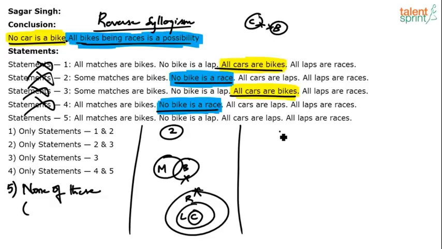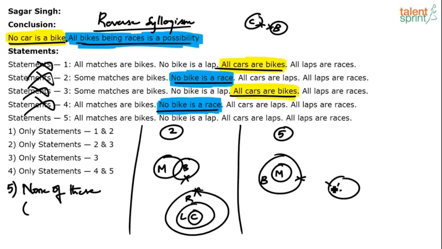Let me check if statement 5 gives you the answer. All matches are bikes. No bike is a lap. All cars are laps. All laps are races. Yeah, that's the diagram for statements 5, right?